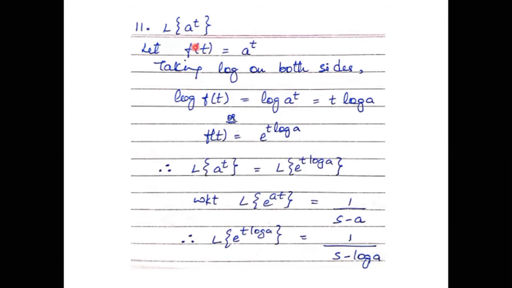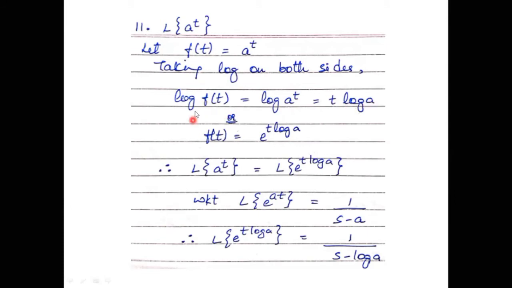Let f of t equal A power t. I'll just consider this as f of t. When you take log on both sides, you have log f of t is equal to log A power t. And this log A power t, I can write as t log A using the property of logarithm. So log m power n can be written as n log m. I'm using this property, so I've written this as t log A.